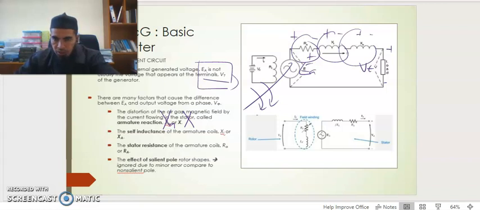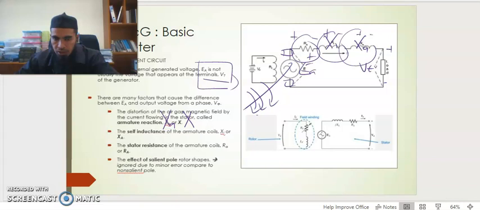So this is our stator. This is the rotating rotor. So XA is the armature reaction. Here, armature reaction. And we have here the self inductance of the armature coils, X1 or XA, the big A. So that is the self inductance.